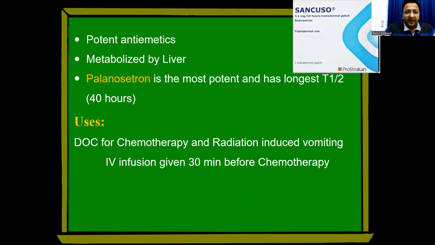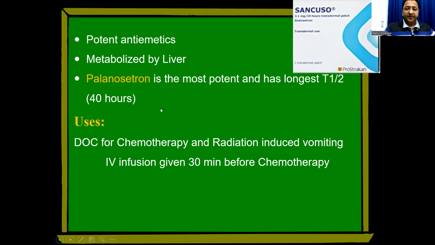Among all the cetrons, palonosetron is the most potent anti-emetic. P for palonosetron, P for potent, and it has the longest half-life, 40 hours. And one more thing I have introduced: the patch. A transdermal patch is available for the cetrons, but only granisetron has a transdermal patch. No other 5-HT3 antagonist has a transdermal patch available.